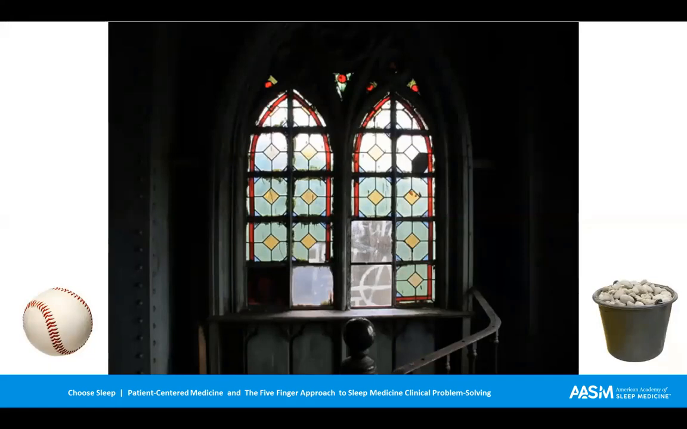But here's the rub. For many people, even when that baseball is optimally put away, the window still ends up broken. So my belief is that the identity of sleep medicine must involve learning how to repair the window no matter how it gets broken. And I think this is the foundation of what being a physician is all about.